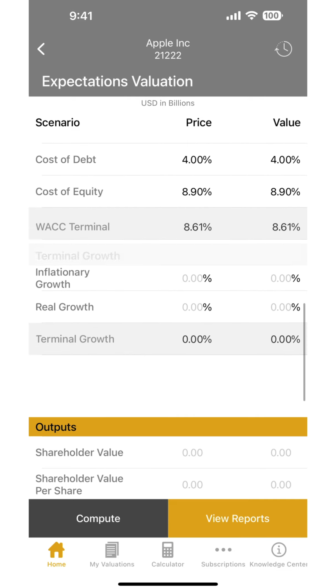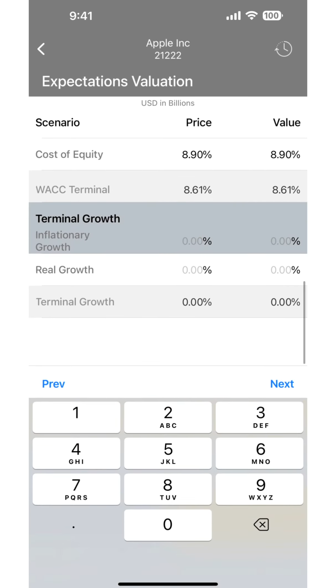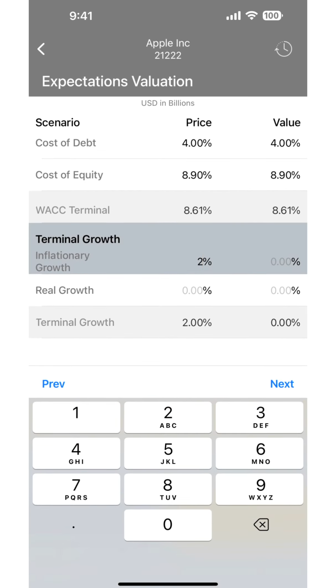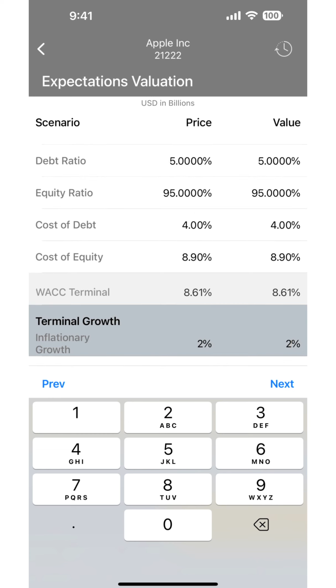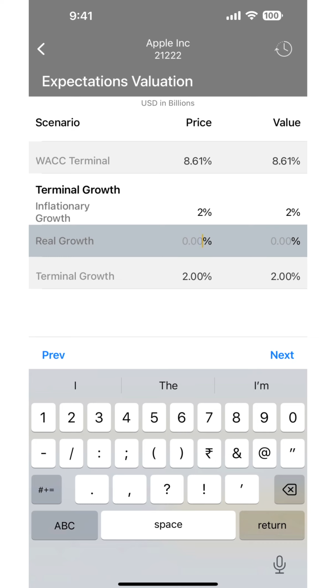We now need to enter the terminal growth assumptions. We assume Apple has pricing power and hence will be able to keep up with inflation in the very long term. Hence, the inflationary growth for Apple is taken at 2% as assumed in the weighted average cost of capital computation. The real growth expected into perpetuity should take into account the country GDP growth rate, industry growth rate, and the world GDP growth rate.